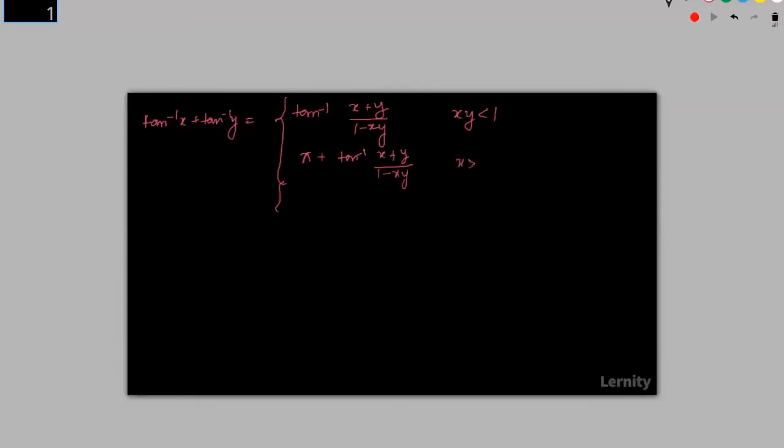This is tan inverse of x plus tan inverse of y equals tan inverse of (x plus y) upon (1 minus xy). This was when xy is less than 1. Second was pi plus tan inverse of (x plus y) upon (1 minus xy), and this is when x is greater than 0, y is greater than 0, and xy is greater than 1.